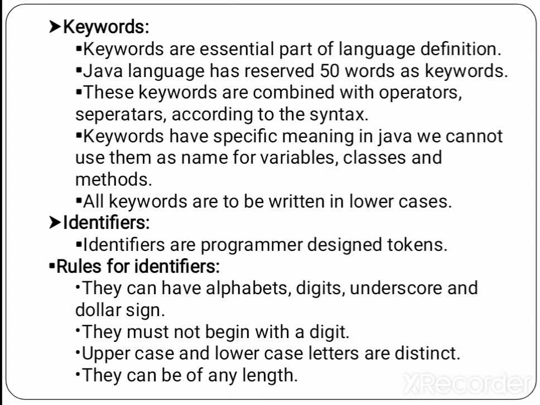Identifiers. Identifiers are programmer designed tokens. Rules for identifiers. They can have alphabets, digits, underscore and dollar sign. They must not begin with a digit. Uppercase and lowercase letters are distinct. They can be of any length.